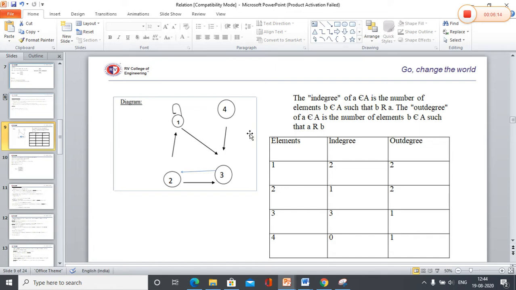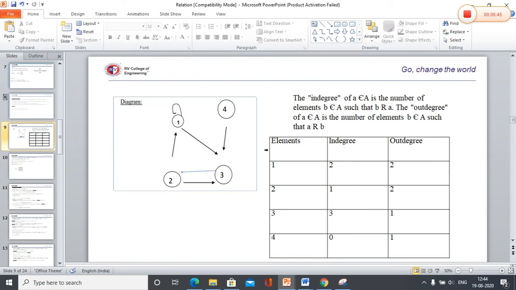Now in a directed graph, one more concept we have is the degree of a vertex. When we talk about a graph, we have vertices and edges, and we count the degree of the vertex. Since it's a directed graph, here we have in degree and out degree. What is in degree? The total number of incoming edges for that particular vertex. Here I have 4 vertices, so I am going to write all the 4 vertices, 1, 2, 3, 4. And then these 2 columns are for in degree and out degree.